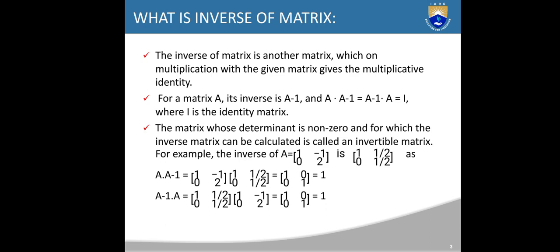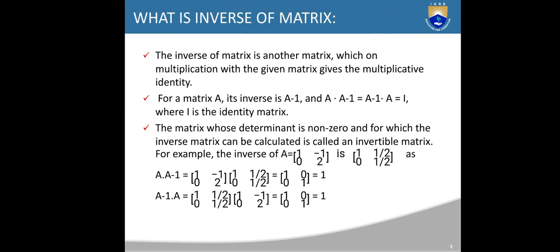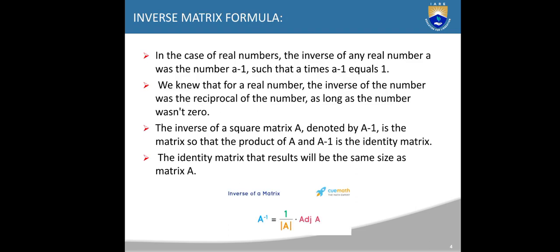The matrix whose determinant is non-zero, and for which the inverse matrix can be calculated, is called an invertible matrix. For example, the inverse of A, which is [1 -1; 0 2], is [1 1/2; 0 1/2], as A into A inverse gives [1 0; 0 1], which is equal to I, and A inverse into A also gives I. So both are equal to I, which is known as the identity matrix.